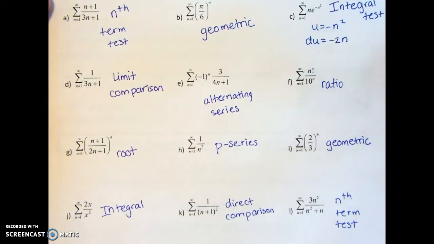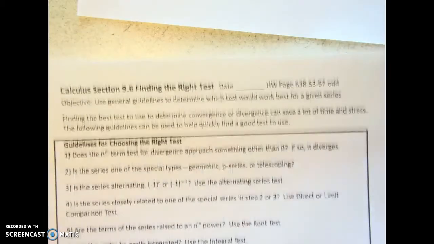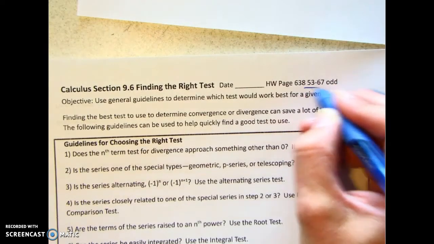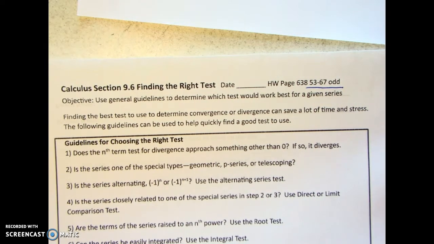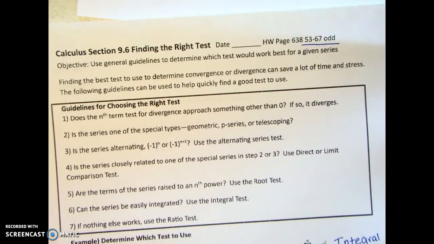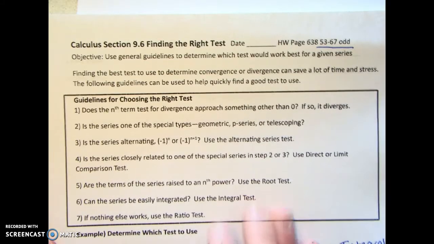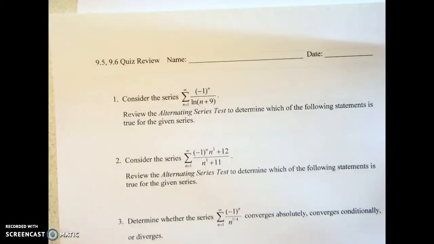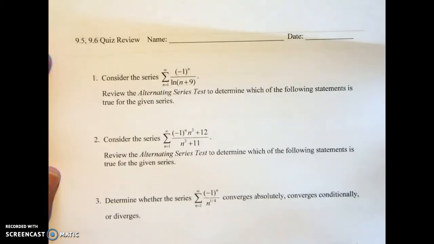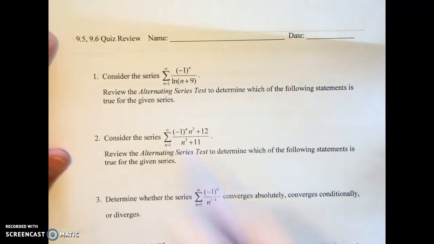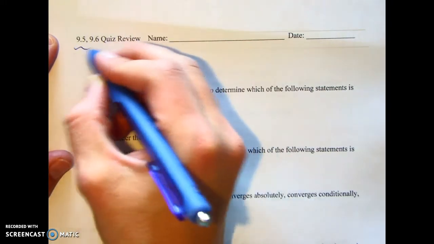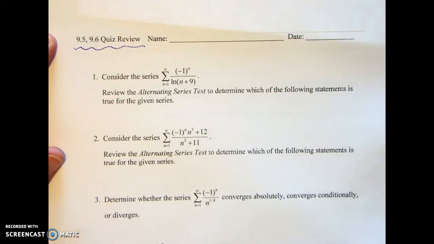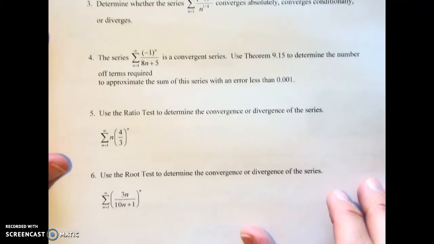All right, you're going to practice this. Okay, it shouldn't take too long. 53 through 67 odds. Use calcchat.com. You guys use that to see the answers. On the back of this paper is going to be the 9.5, 9.6 quiz review, but we actually won't have a quiz on this. But remember, the Chapter 9 test review is made up of all of these questions from the quiz review. Okay, we got a lot going on, a lot of assignments, a lot of mathy math.